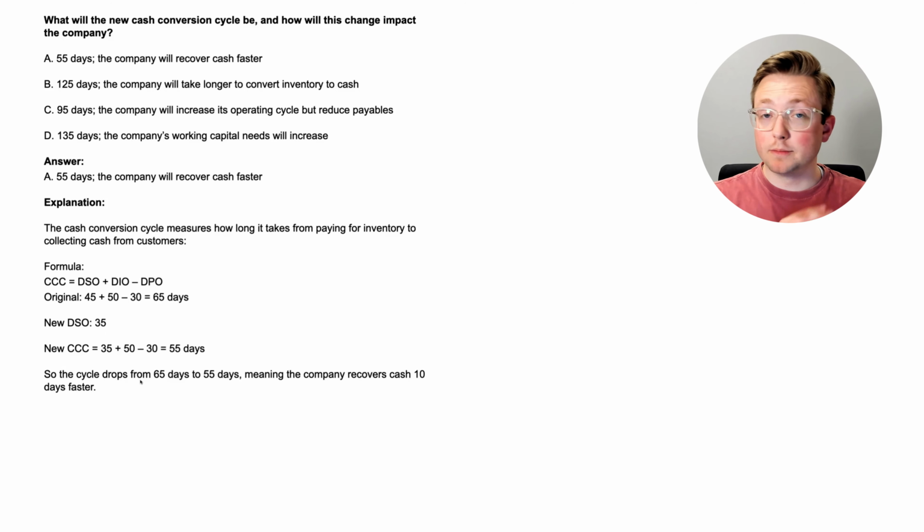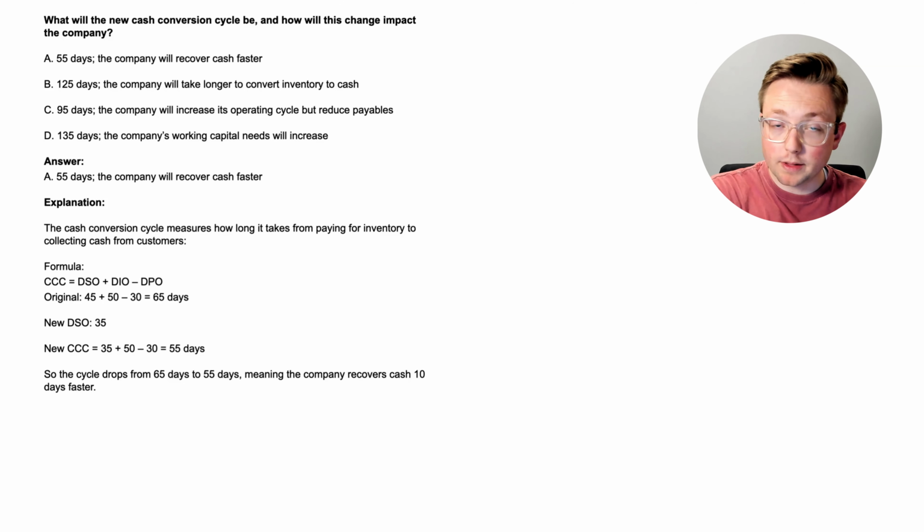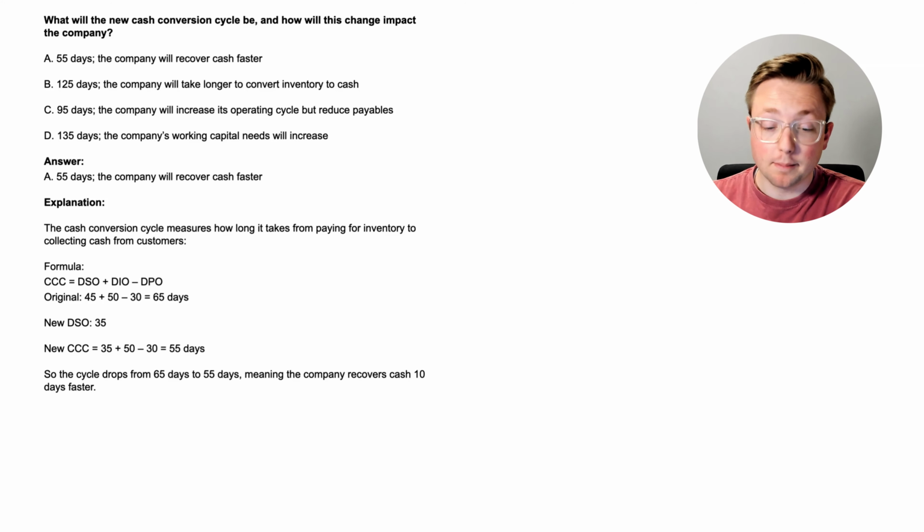So their cycle drops from 65 days to 55 days, which is the cycle from buying something with cash to then getting money from selling that thing that you bought with cash. And that means the company recovers cash 10 days faster each cycle. And if you have multiple cycles like that, you're collecting significantly more cash throughout the year than if it was 65 days. So we learned a little bit about the cash conversion cycle there. Now let's go to the next question.